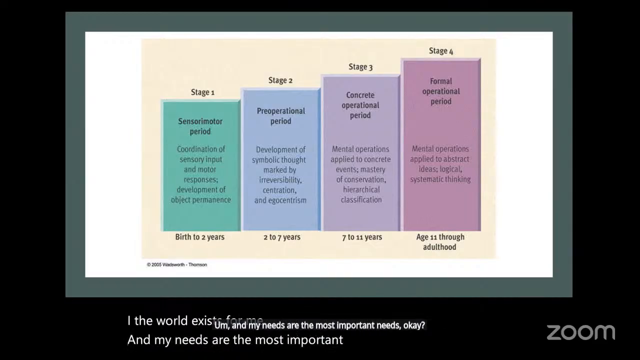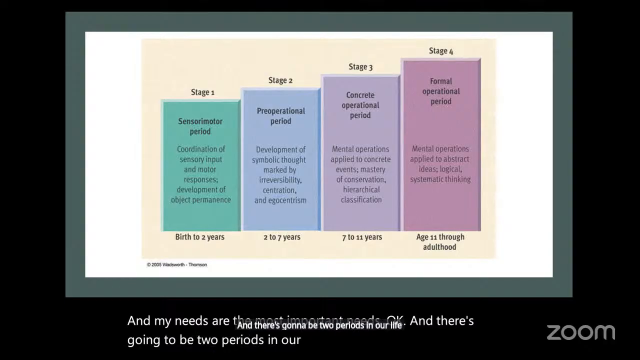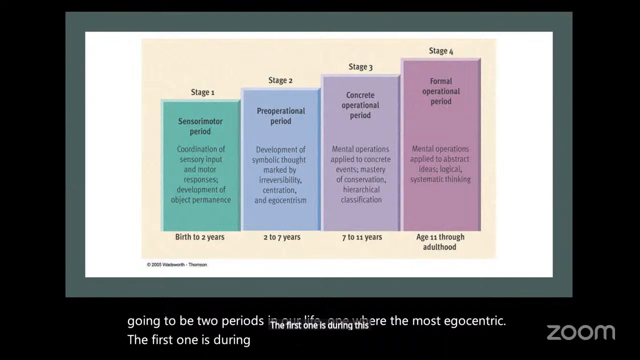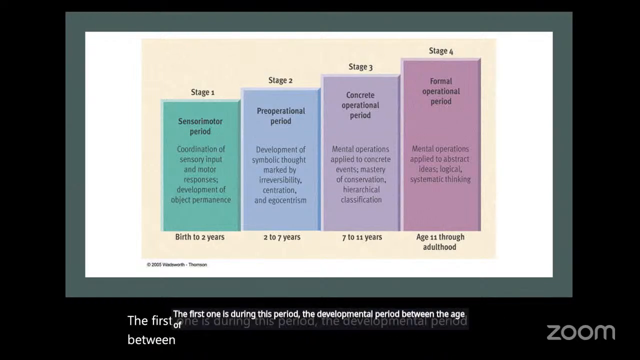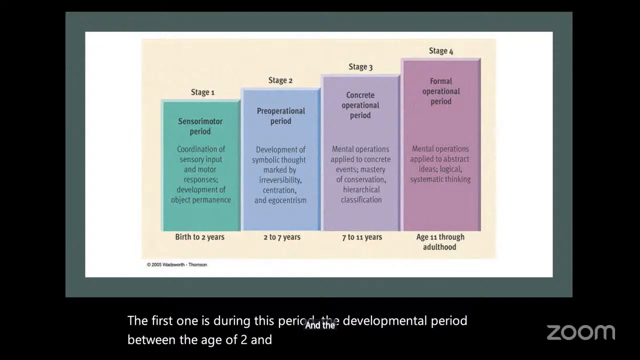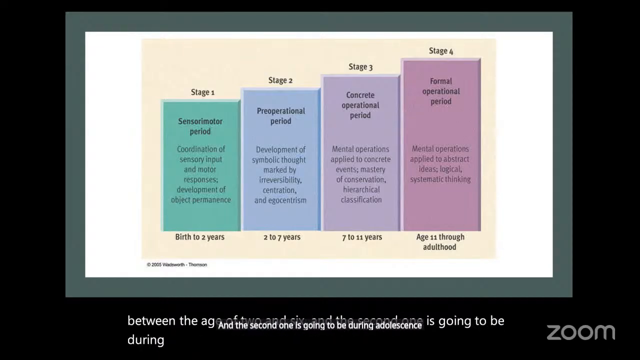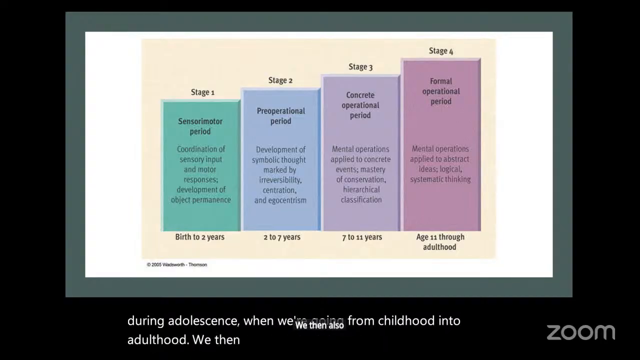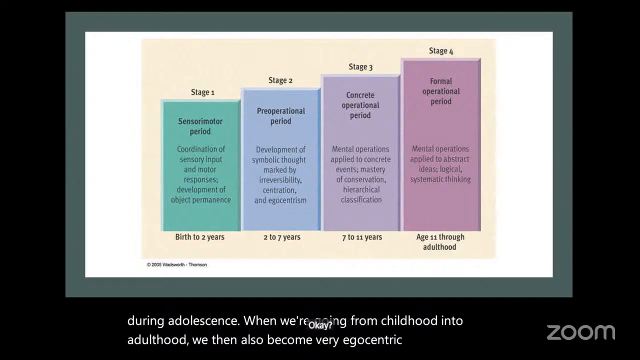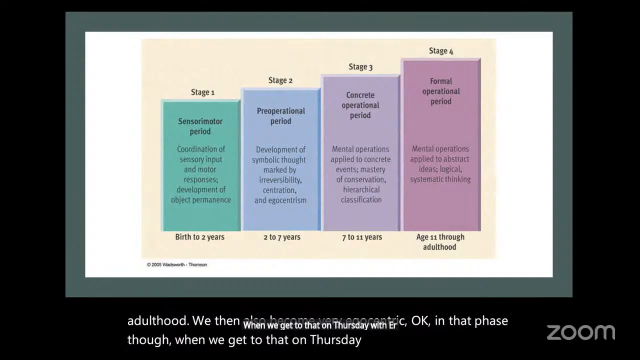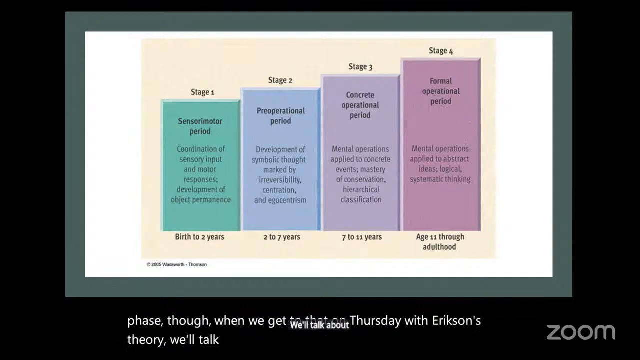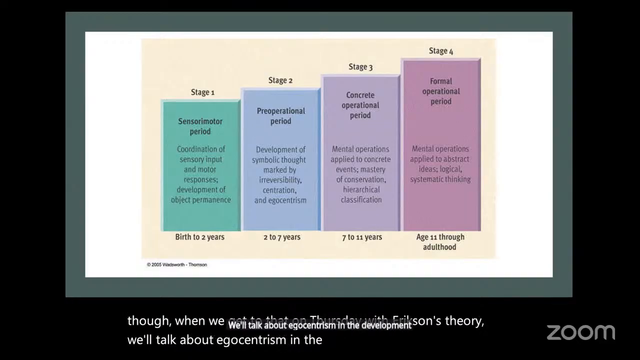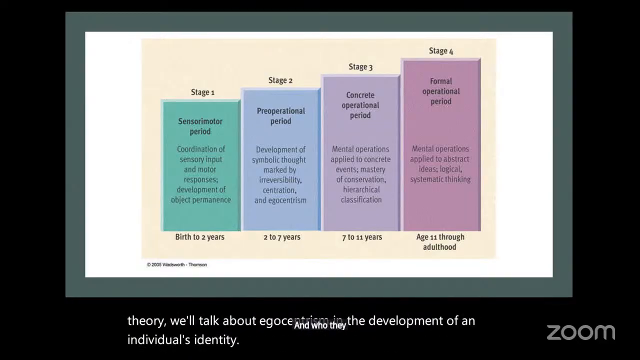Okay. And there's going to be two periods in our life when we're the most egocentric. The first one is during this developmental period between the age of 2 and 6. And the second one is during adolescence, when we're going from childhood into adulthood. We then also become very egocentric. In that phase, when we get to that on Thursday with Erickson's theory, we'll talk about egocentrism in the development of an individual's identity and who they are as an individual.